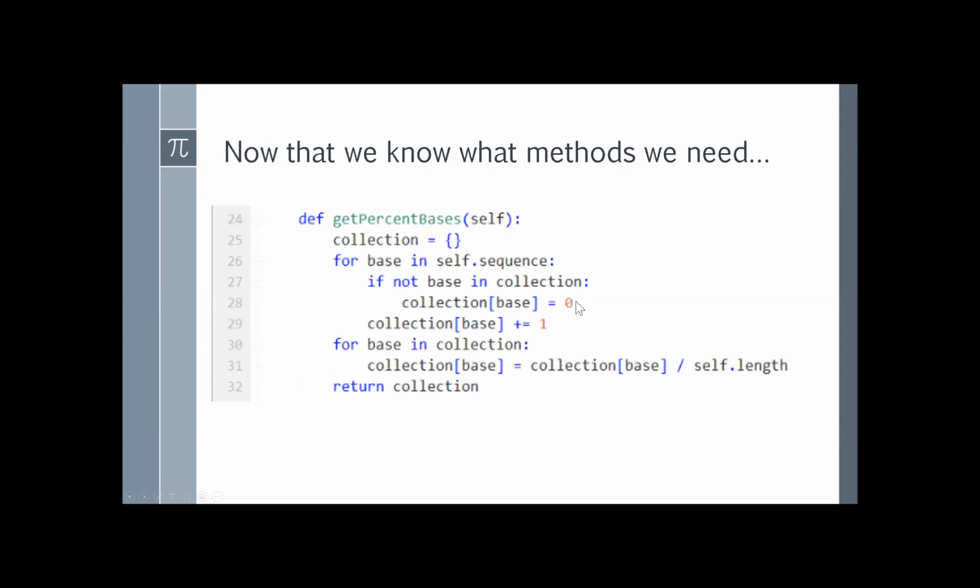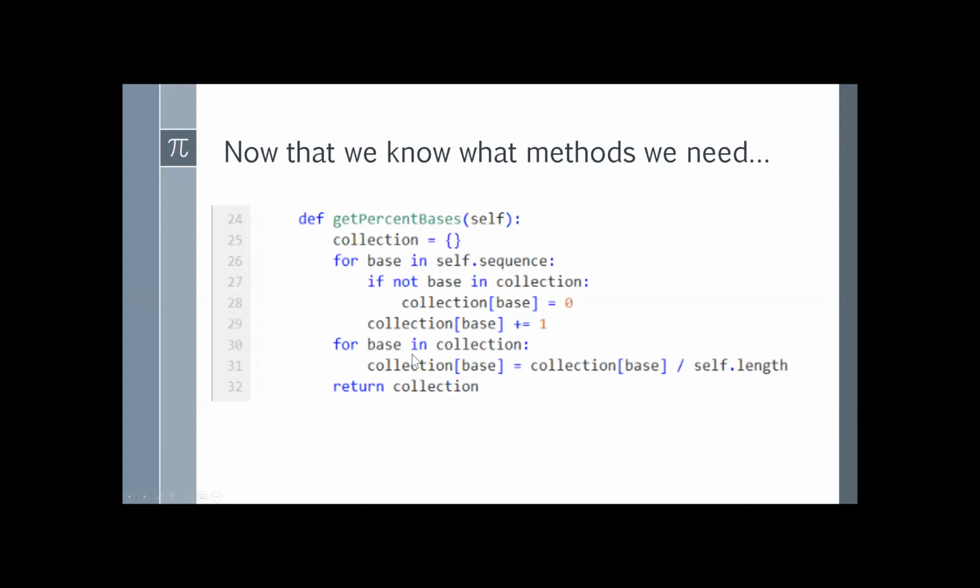And regardless of whether or not it had to do that this round, it's then going to do this collection of that base plus equals 1. So when you see something plus equals 1, that basically means it's an integer that I'm using as a counter. And plus equals 1 is essentially saying to increment it by 1. So it's just keeping a running count of each base as it goes through the sequence.